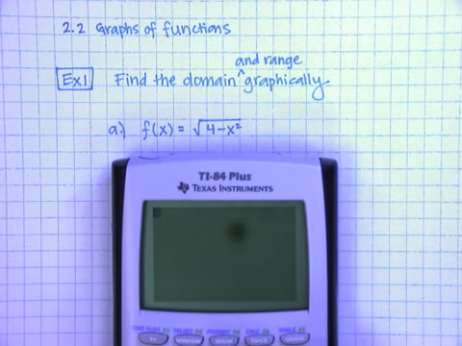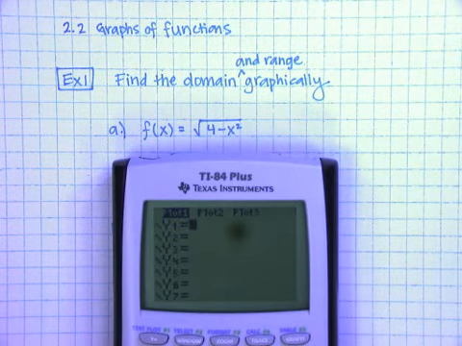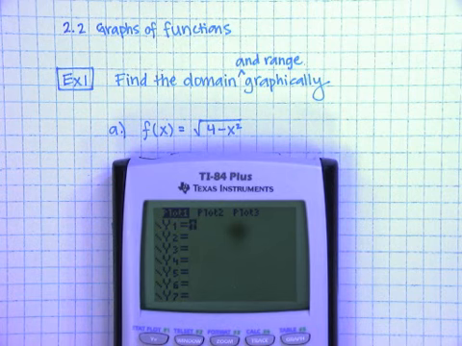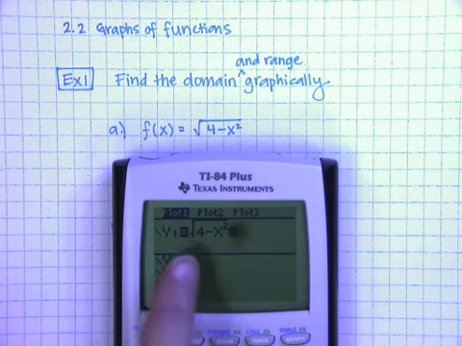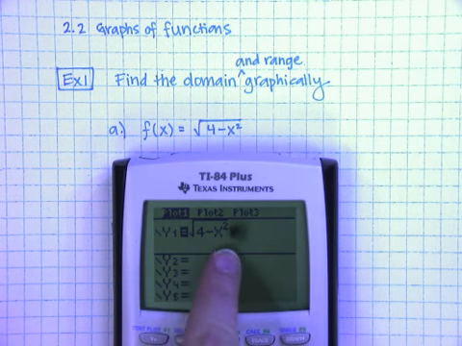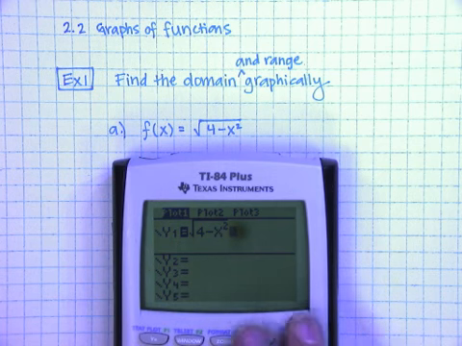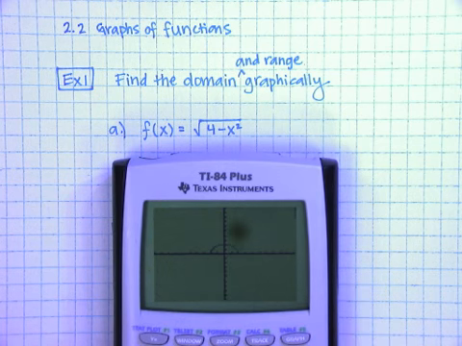So for the first problem, I'm going to go to my y equals in my graphing calculator and plug in the square root of 4 minus x squared. On my calculator I don't need a parenthesis there. So there's 4 minus x squared. On some of your calculators, if they're a little bit older, you might need to put parentheses around the 4 minus x squared. And now I'm going to go ahead and graph this.